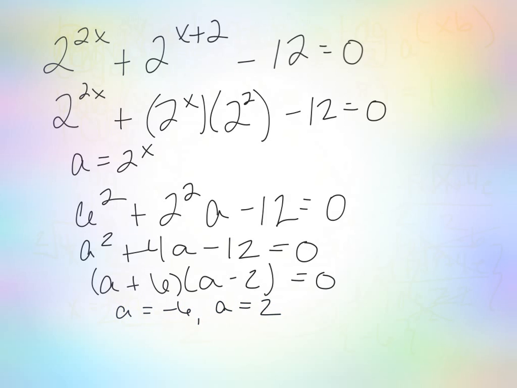Be careful. You can't have 2 to the x equals anything negative. So this is out. But when you check this over here, then you get 2 equals 2 to the x. Obviously 2 to the first is 2, so x is going to be equal to 1.